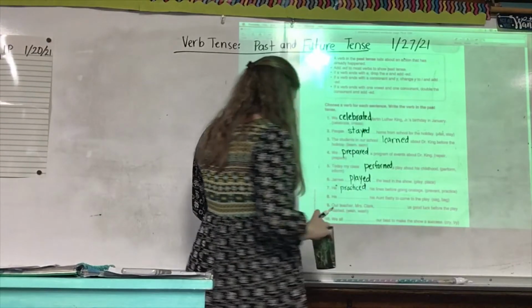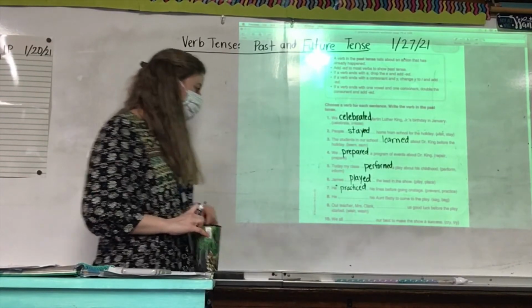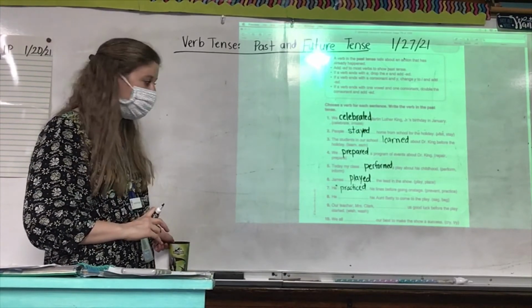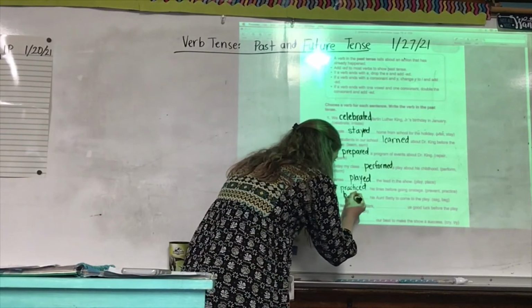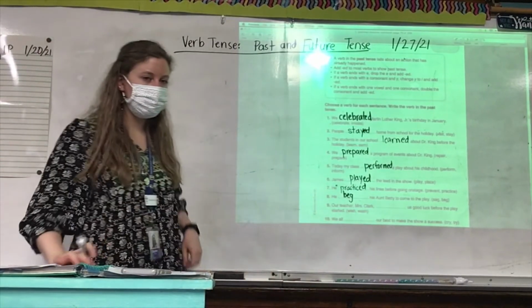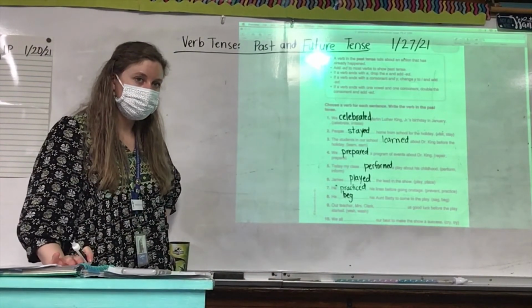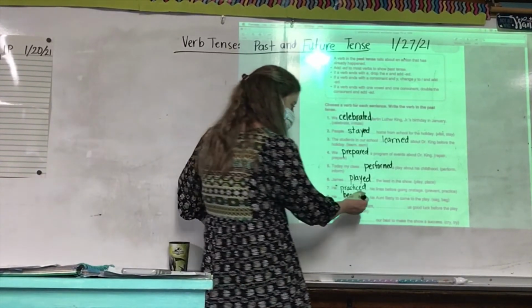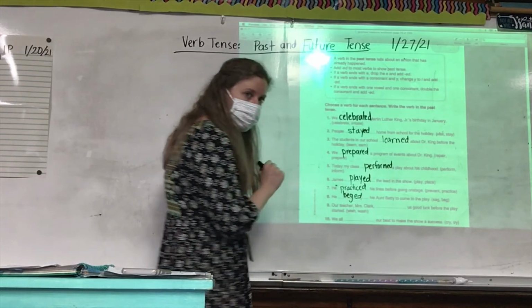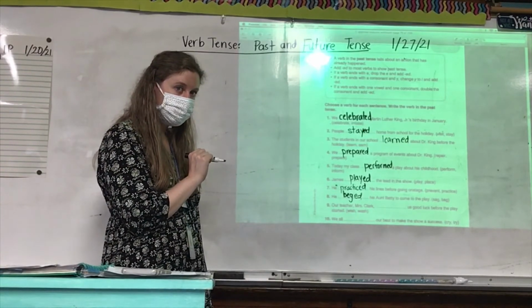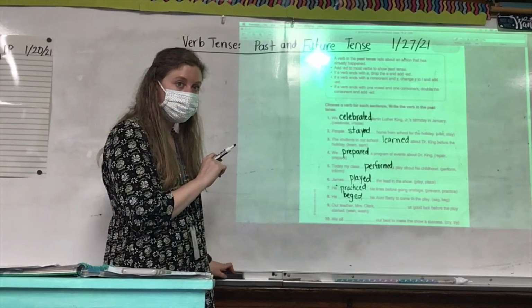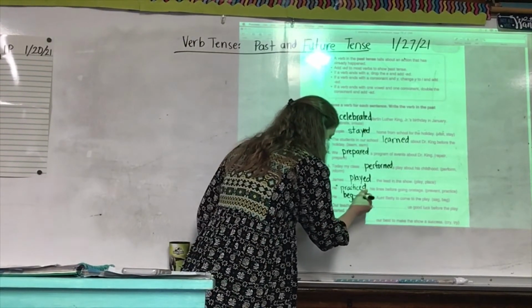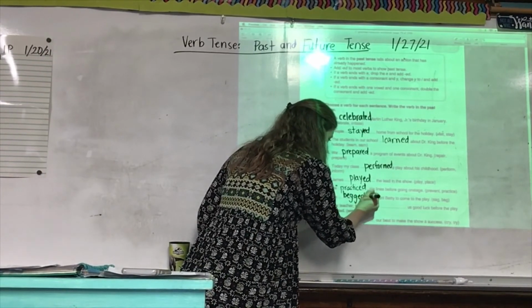Okay, number 8. Helen, did you get to do one of these? I have not. Okay, he blanked his Aunt Betty to come to the play. Sag or beg? Beg. But now we have to make it past tense. How do we make it past tense? By adding ed. Adding another G, so doubling the G, and then adding ed.